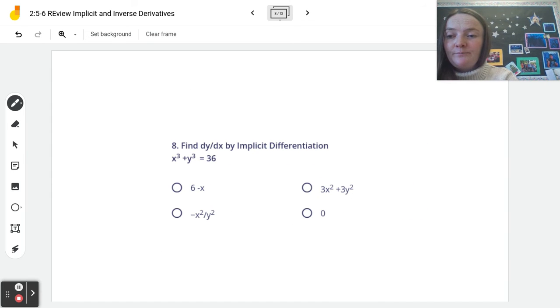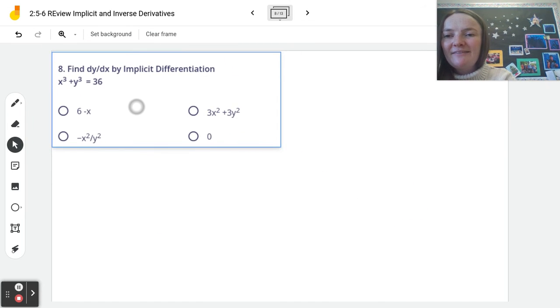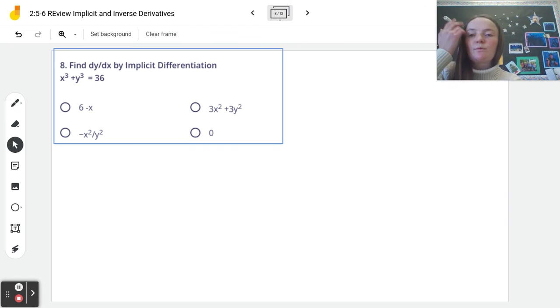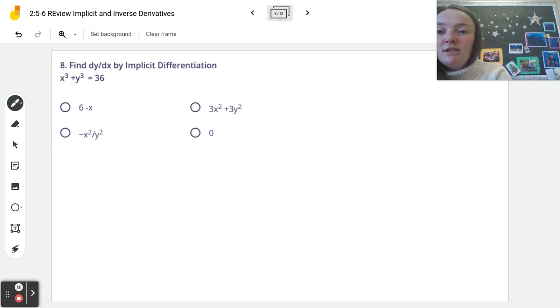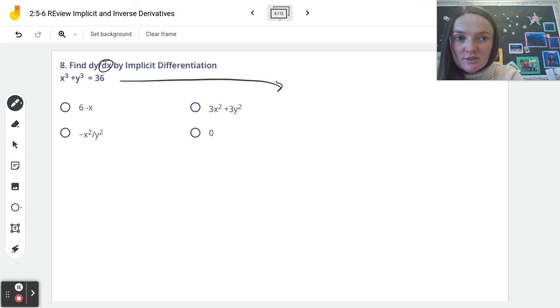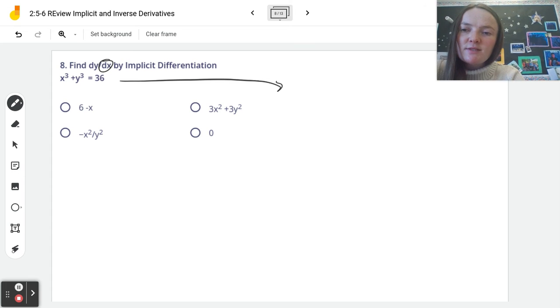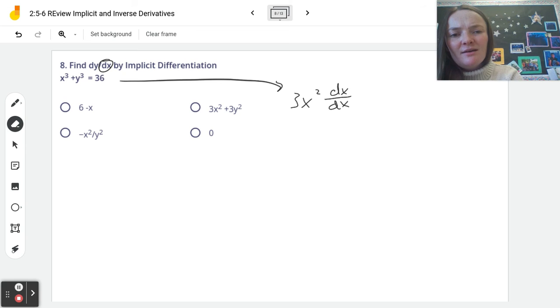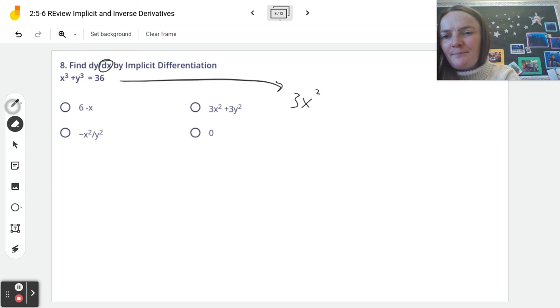All right, next one. Now we're finally getting into implicit differentiation again, which is what we're also trying to review today. It says find dy/dx by implicit differentiation. Notice here how the denominator is x, which means we're taking the derivative with respect to x. So let's start. The derivative of x cubed is super easy. That's 3x squared. Technically, you could say I took the derivative of x with respect to x, which is dx/dx, but that's going to cancel out, so we're not going to write that.